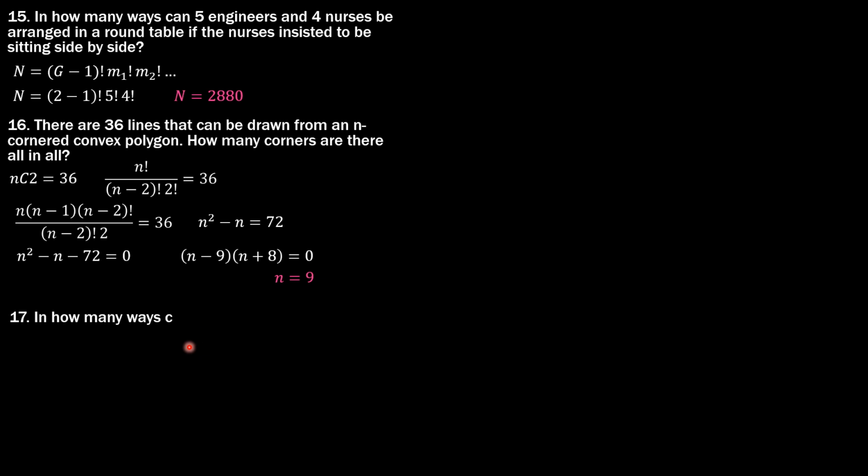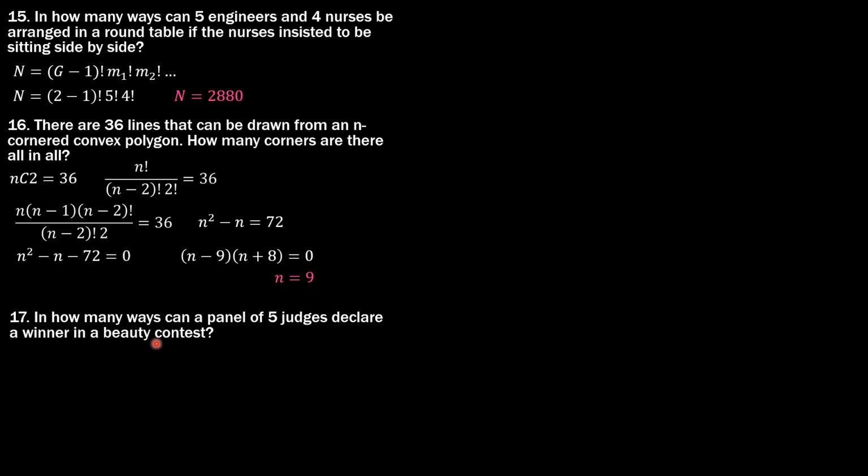17. In how many ways can a panel of 5 judges declare a winner in a beauty contest? So this is combinations, because if judges 1, 2, and 3 will decide with the same decision, or 2, 3, 1, or 3, 1, 2, they are the same judges. So this is a problem on combinations. To declare a winner in the beauty contest, 3 judges out of 5 must have the same decision.